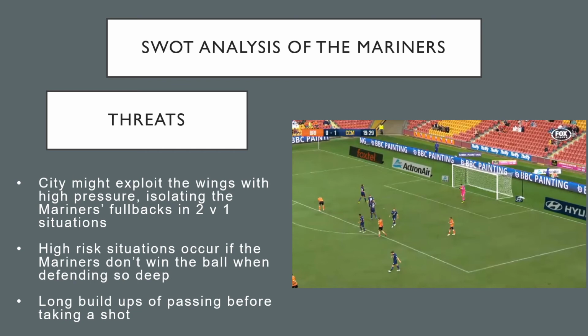Another threat is when the opposition take their time in building up the play before taking a shot. This drags players out of position and was the way Brisbane scored against the Mariners after putting 9 passes together, one of only 4 times they put more than 5 passes together before a shot. So while this doesn't appear to be the way that City create chances, it is something to be aware of and build into future trainings against more possession-based teams.